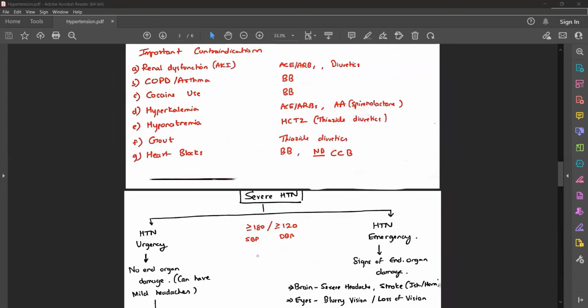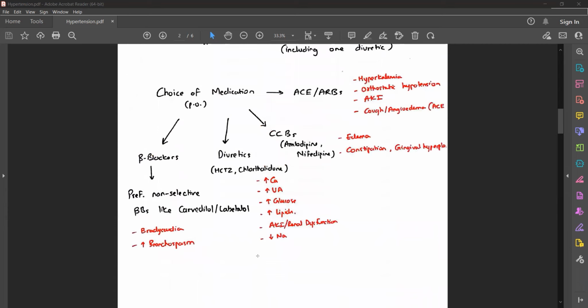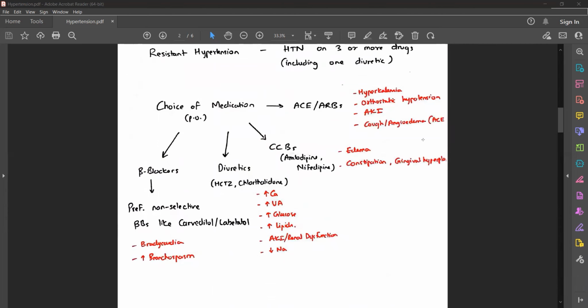So coming to the last part of the lecture, I would just quickly go over the side effects and something that you will keep an eye for. If the patient is developing those side effects, you can either stop these medications, or if they have a high tendency or having any contraindications, you would consider not starting them.